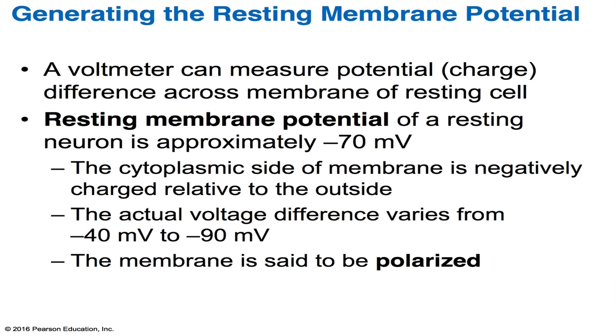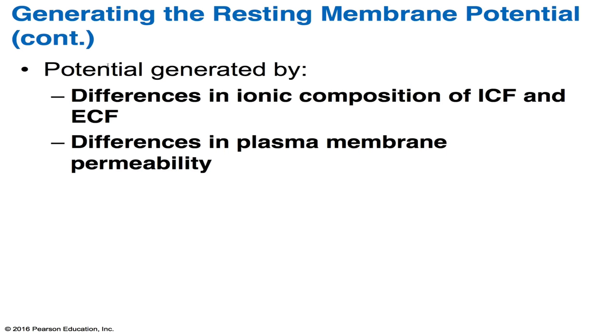Now, the cytoplasmic side of the membrane is negatively charged relative to the outside, which is going to be more positively charged. And this is when the membrane is said to be polarized. Depending on the type of neuron you're looking at, the actual voltage difference will vary anywhere from negative 40 millivolts to negative 90 millivolts. The resting membrane potential is generated by the differences in the ionic makeup of the intracellular and extracellular fluids, and by the differential permeability of the plasma membrane to those ions.